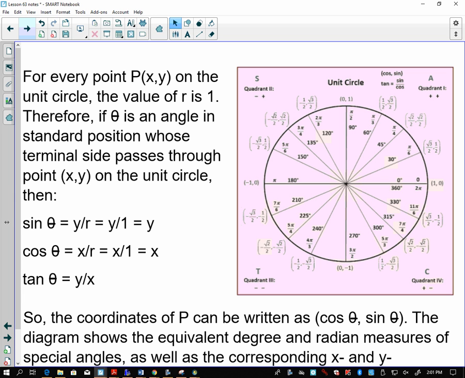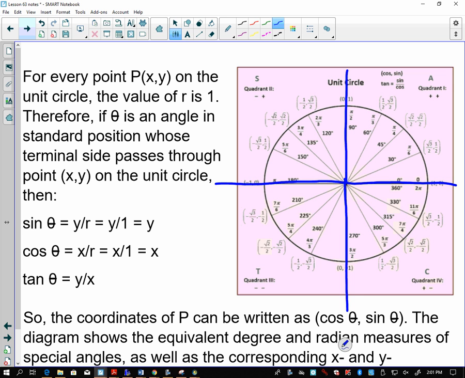Okay, so this looks super duper complicated, right? All right, so let me try to simplify it a little bit. What I want you to see is that this is a coordinate plane with 4 quadrants that has a circle laid over the top of it. That circle is what we're calling the unit circle.